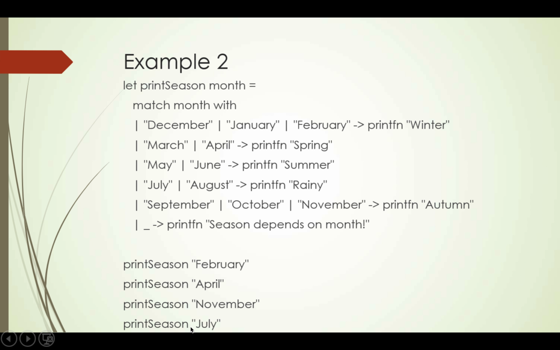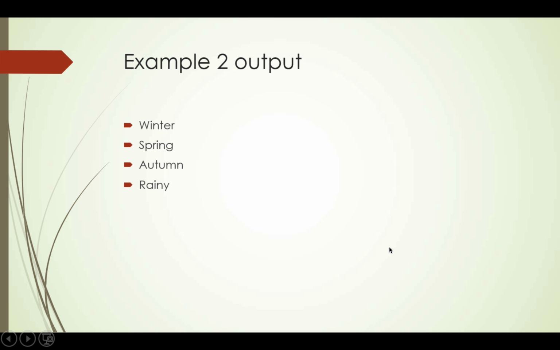And now the next is July. So we're going to go through it again, and we find our July here, and it's going to print rainy. Now let's look at the answers and make sure we got this right. Winter, spring, autumn, and rainy. Looks like we got it right.